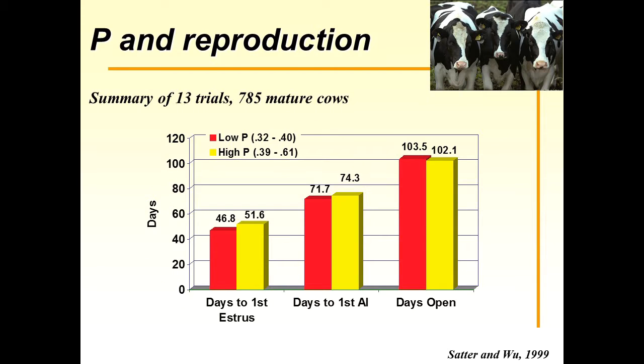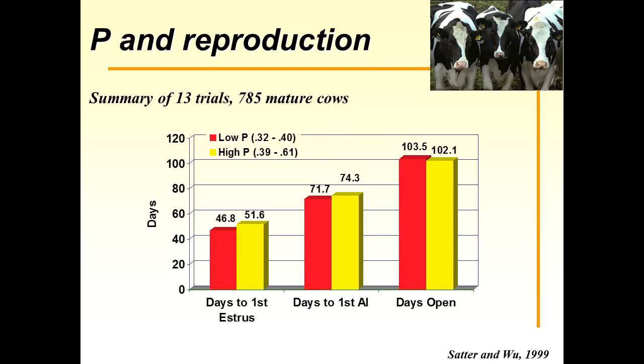For a long time, what we were hearing was a belief that dietary phosphorus was linked to reproductive performance. I think we have put that old myth to bed, but just in case, let me talk that through with you. So some researchers in Wisconsin decided to tackle this question head on, and what they did is they pulled together the results from 13 experiments done in the 90s with 785 mature cows.